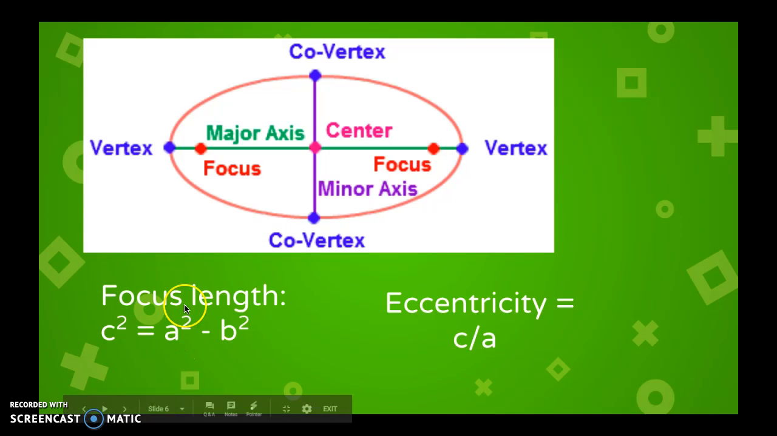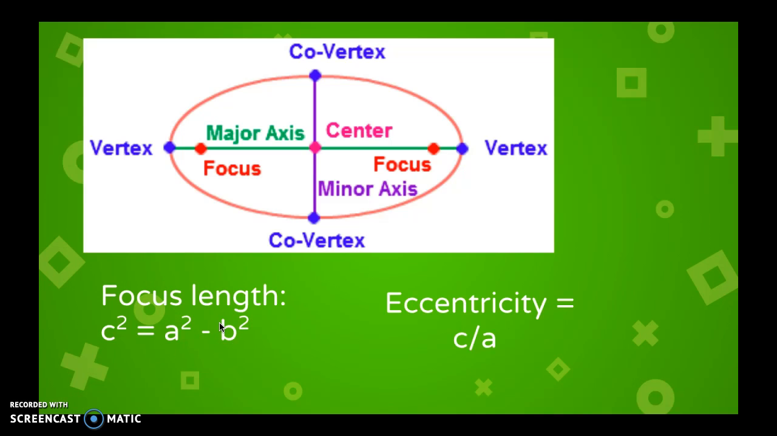So how do I remember that a squared minus b squared equals c squared? I remember that a squared is the larger one. So in order to construct the whole thing, I've got larger minus smaller. So major axis, a squared, minus whatever is left, which is b squared. So just keep this in mind. It will be very, very important as we move forward.